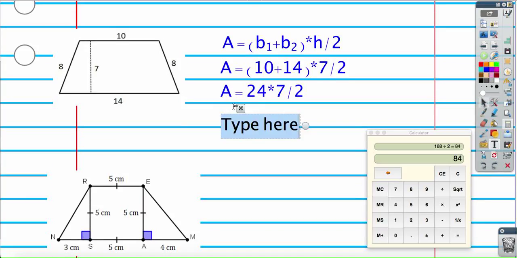Okay, so again, my area is equal to 84 units squared, because I'm not given a specific unit in this problem.